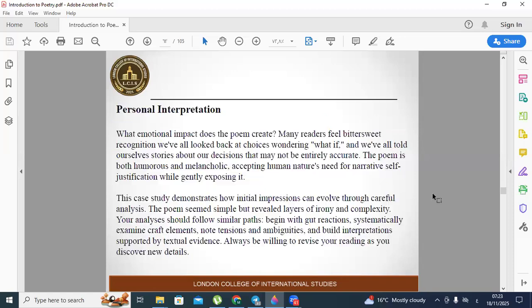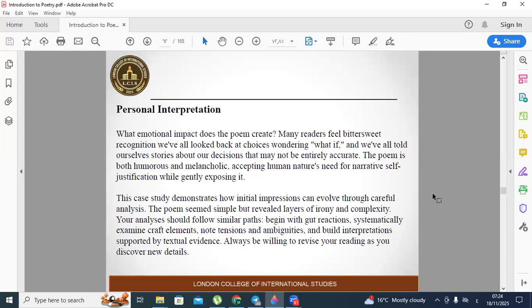Now let's go to personal interpretation. What emotional impact does the poem create? Many readers feel bittersweet recognition. We have all looked back at choices wondering what if, and we have all told ourselves stories about our decisions that may not be entirely accurate.